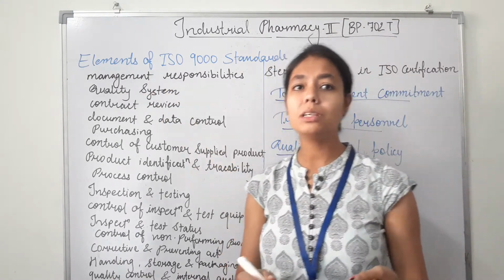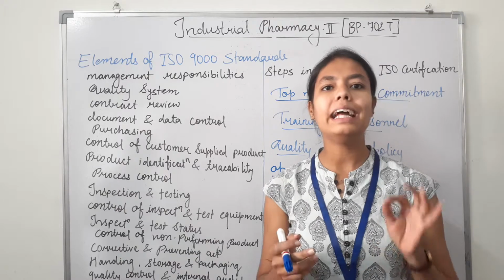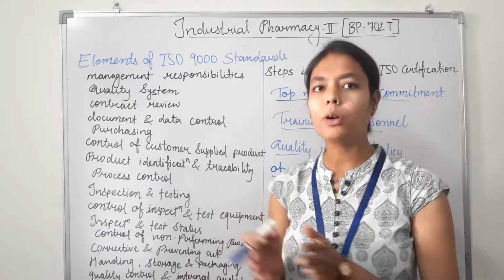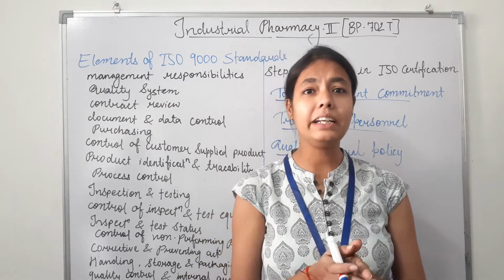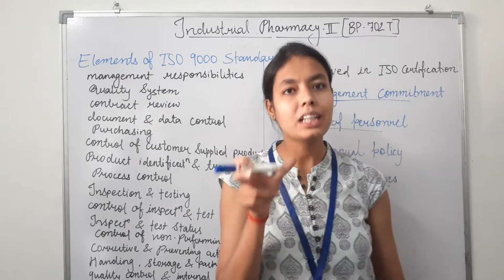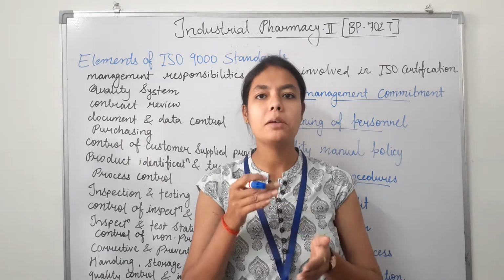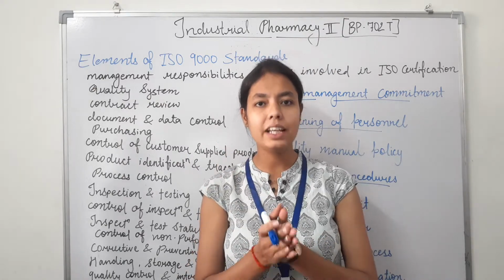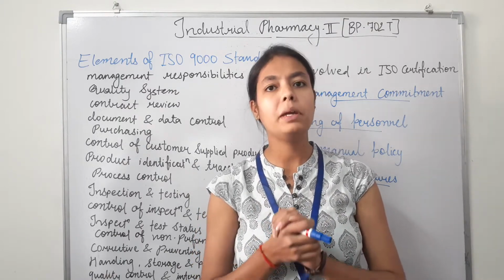The management responsibilities, quality system, contract review, after that document and data control, inventory control, that is also called purchasing. Apart from that, control of customer supplied product, identification and its traceability in the market. Apart from that, the process control, inspection and testing procedures, control of inspection, measuring and test equipment. Apart from that, inspection and test status of that particular product or service. Then control of non-conforming product.